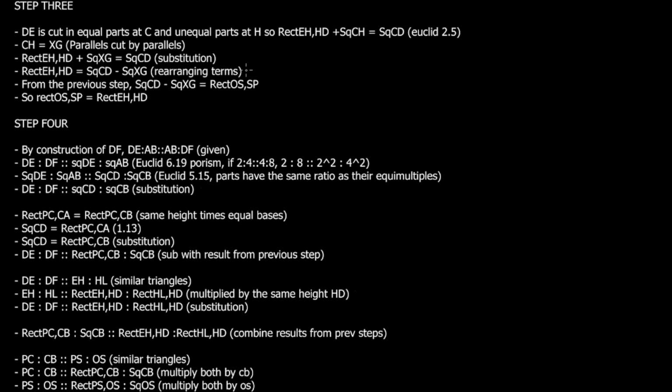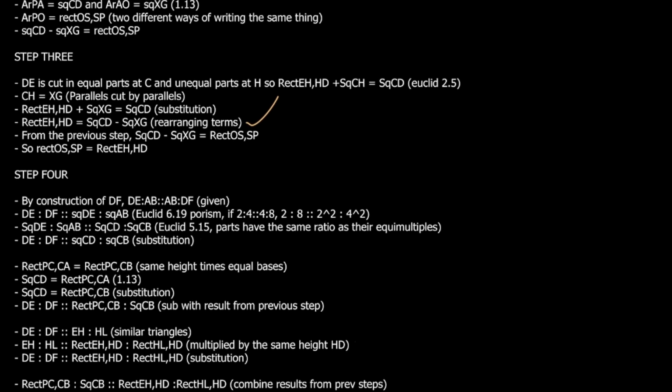Last time I rewrote it strangely. And then from the previous step, this thing right here, we have CD minus XG equals rectangle OSSP. And then over here, we also have the term CD minus XG. So that means that rectangle EHHD is equal to rectangle OSSP from substitution. Great.